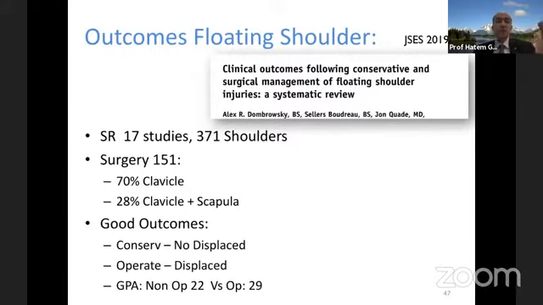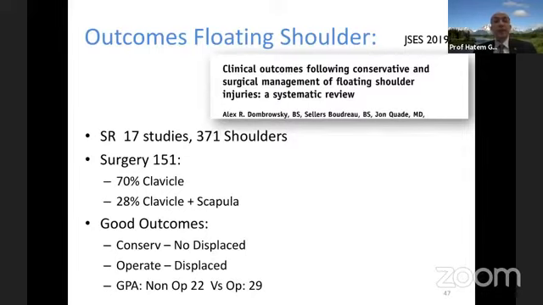And they found that when you have a non-displaced fracture and you do conservative management, these patients did very well. When you have a displaced fracture of the clavicle or the scapula, then that needs to be operated. These also do very well. They found, of course, that the surgery restored the glenopolar angle better than the non-operative ones.